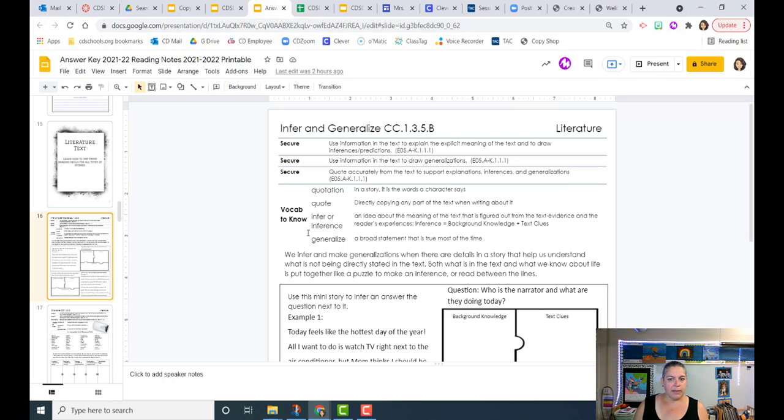Inference, it's an idea about the meaning of the text that is figured out from the text evidence and the reader's experience. So inference equals background knowledge plus text clues. So what's on the page plus what I already know in my head, that's what helps me figure it out.